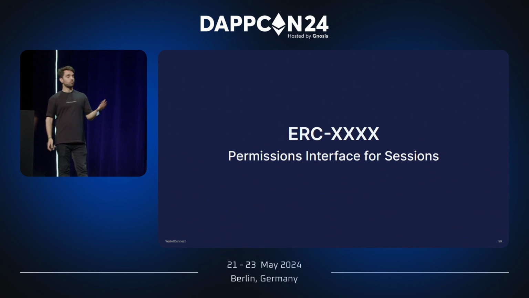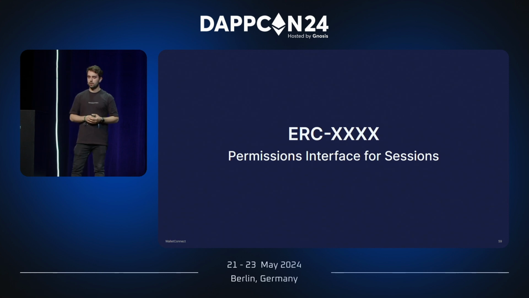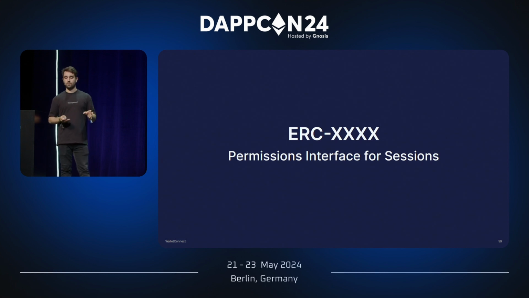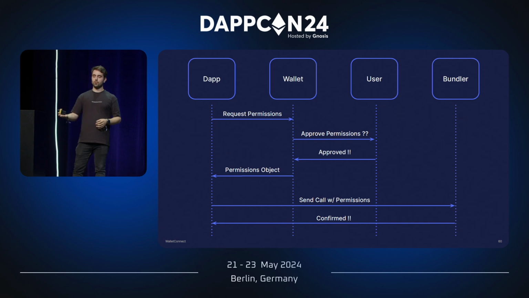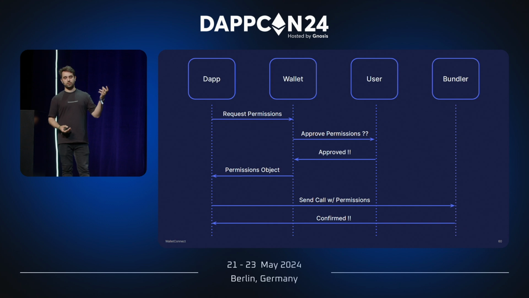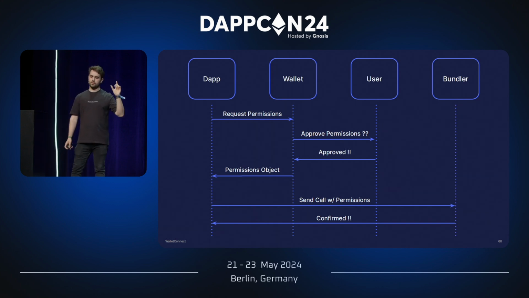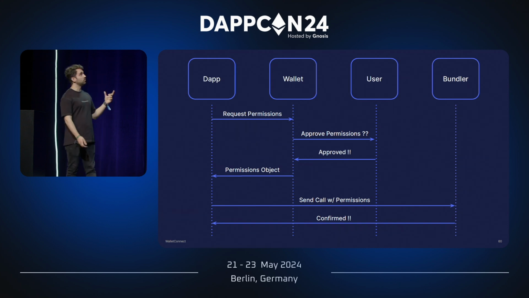So to do this, we're currently working on an ERC that is pending having its own number because we're still working on it. But hopefully within the next few days, we will start seeing how we can define permissions for sessions. And this will look very simple, where you can request permissions from a wallet, and the wallet will ask the user, do you want to approve these permissions? And then once approved, it will allow the dApp to have this permissions object, and then it can use the permissions to send it directly to the bundler.